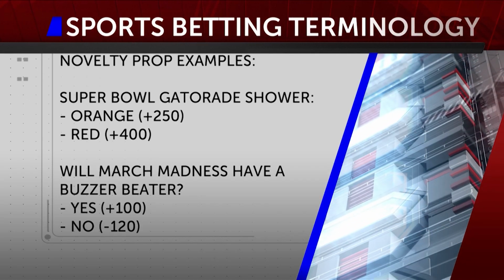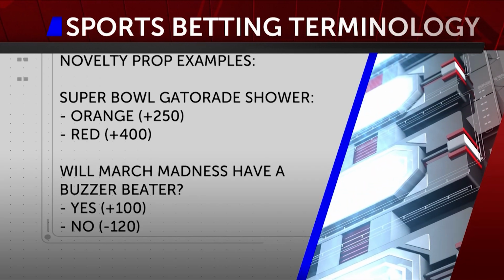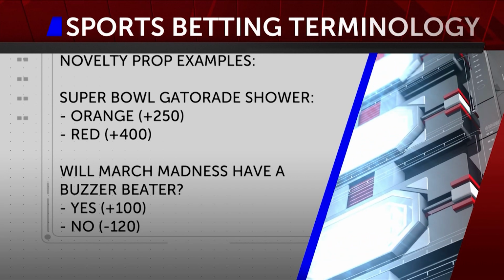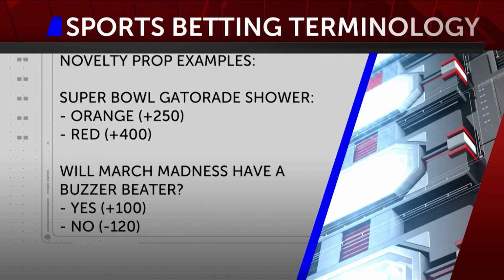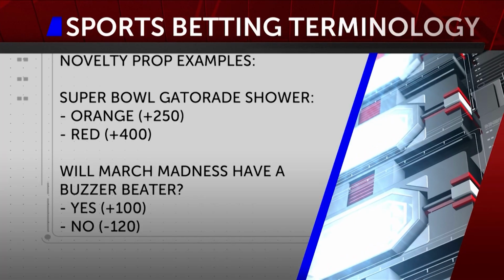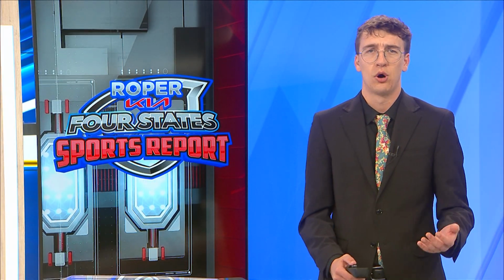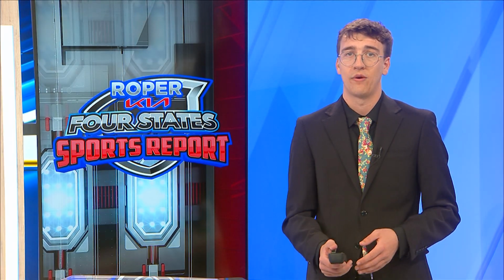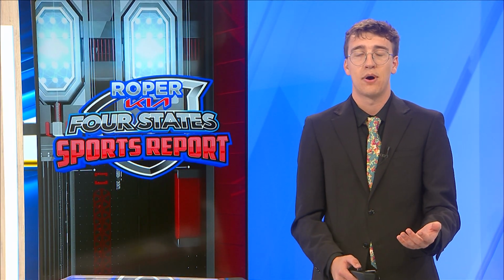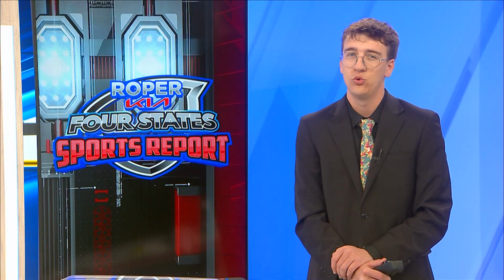Another example, as March Madness is about to get started tomorrow, you can bet whether or not there will be a buzzer beater at any point in the tournament. So those are just a few examples of novelty props, and you might have noticed in all of those examples, the odds attached were listed mostly as -110, some -150, even a +100, even money, sprinkled in there. But what exactly do those odds mean?